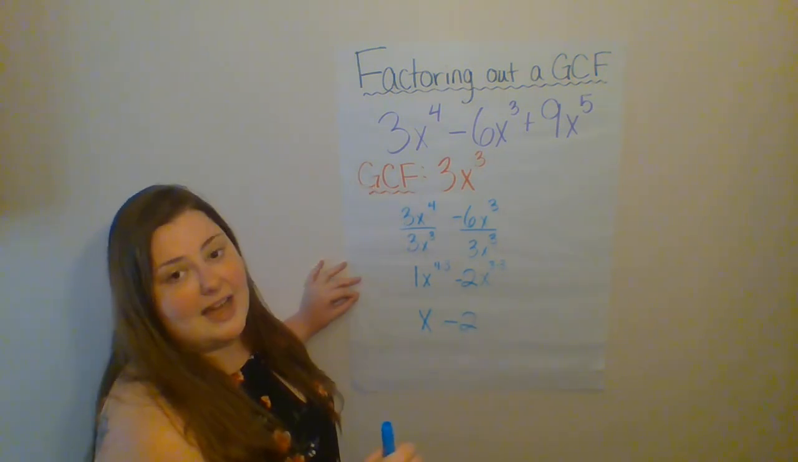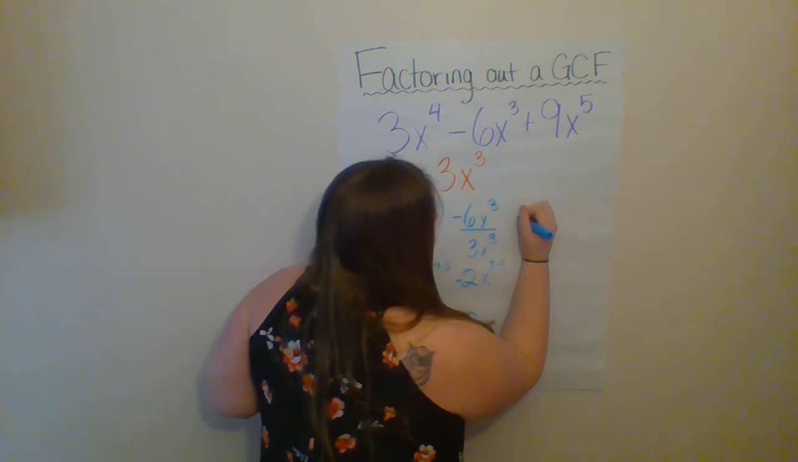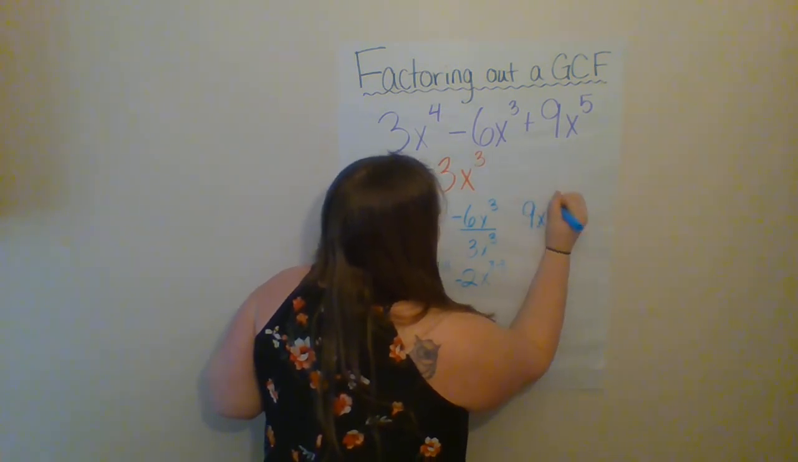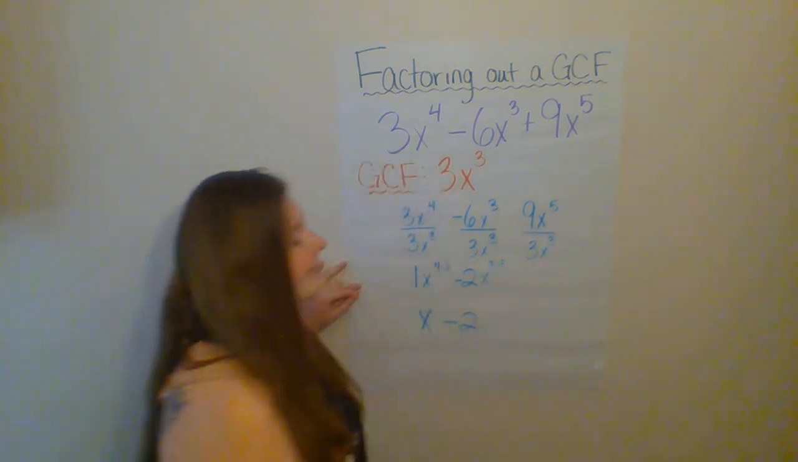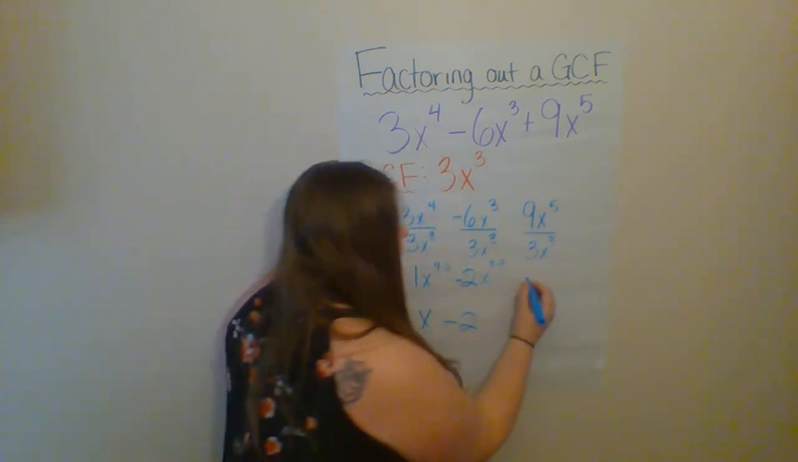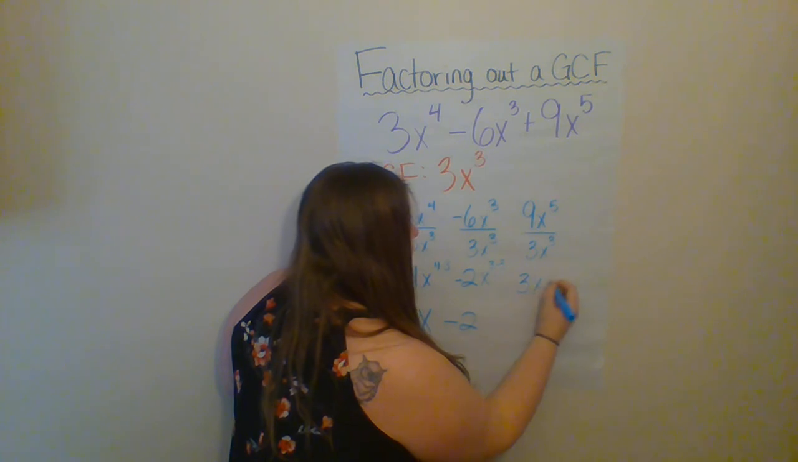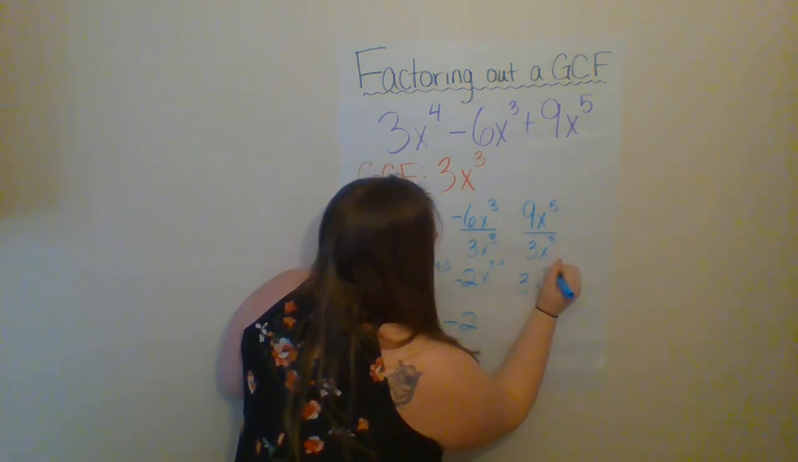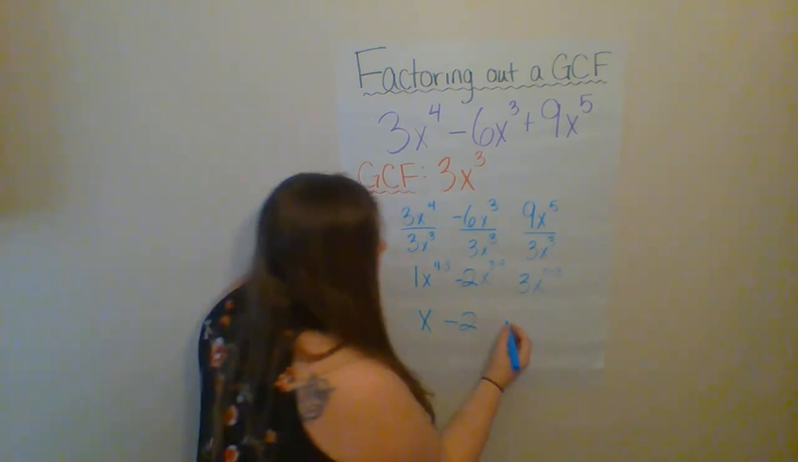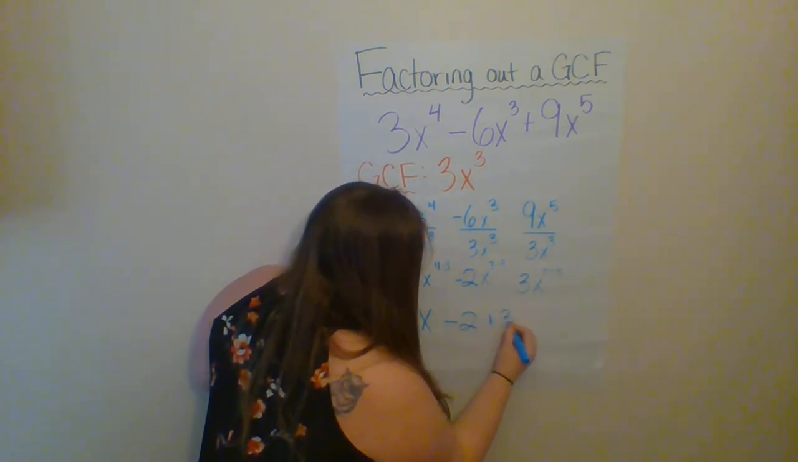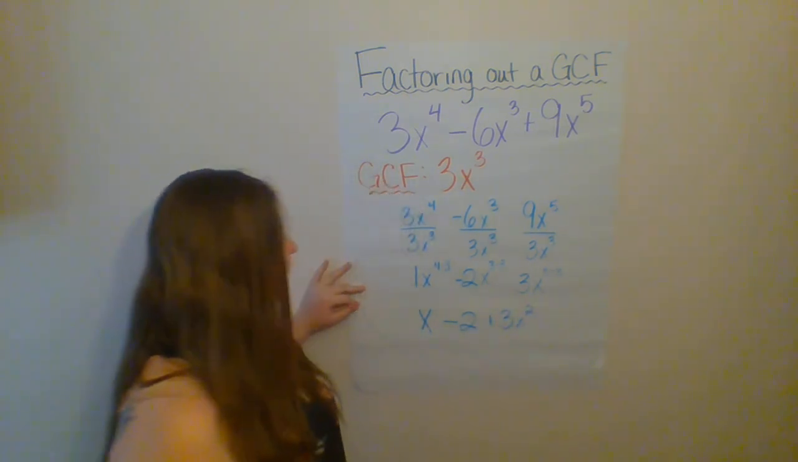Our last term is 9x to the fifth. So we're going to do 9x to the fifth divided by 3x to the third. 9 divided by 3 is 3. X to the fifth over x to the third becomes x to the 5 minus 3. 5 minus 3 is 2, so our last term is 3x squared.